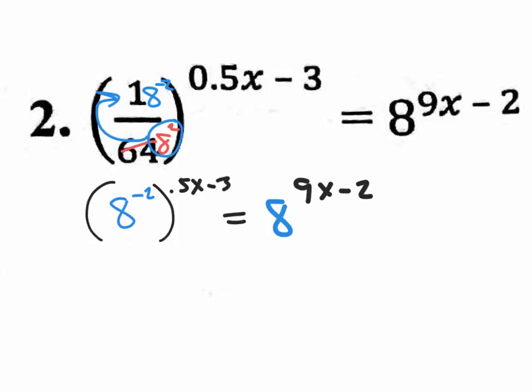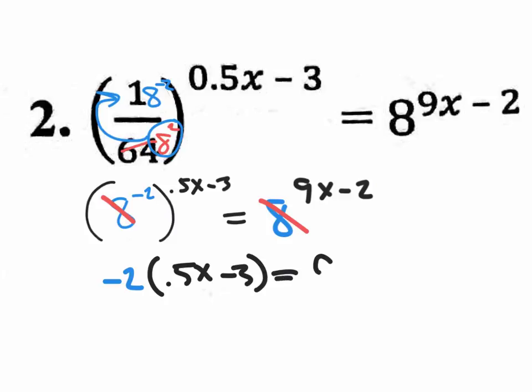So yeah, you could have changed them both to base 2, but if you could change them both to base 8, it's actually easier for you. Because right here at this point, you're already able to cancel out the 8's, and your new equation will actually be negative 2 times 0.5x minus 3. So how about this? If you want to cancel out the 8's, go for it. Cancel them out. And let me rewrite this. Negative 2, but it's going to be times 0.5x minus 3 equals, and on the right side, you don't even have to do anything, just 9x minus 2.